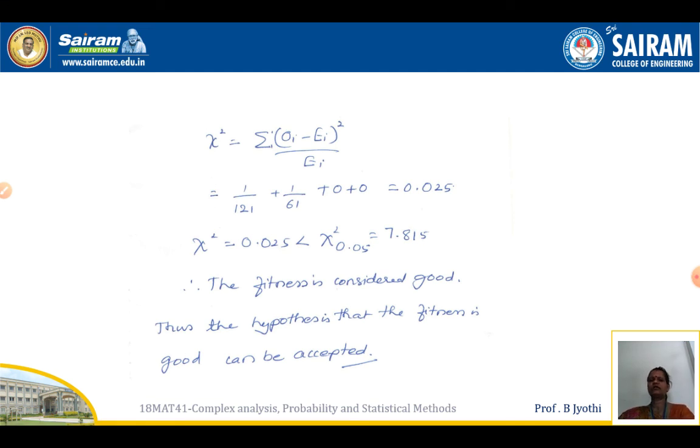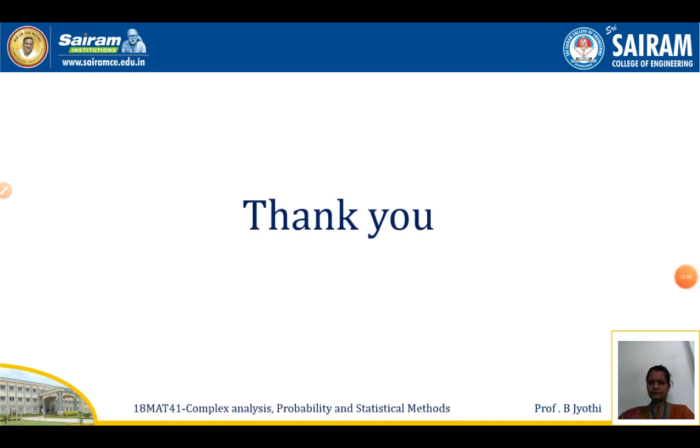Now, when we calculate the chi-square value using the formula, we are getting it as 0.025, which is lesser than 7.815. So the fit is considered good. Thus the hypothesis that the fit is good can be accepted. Thank you.